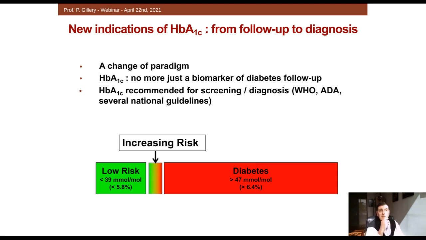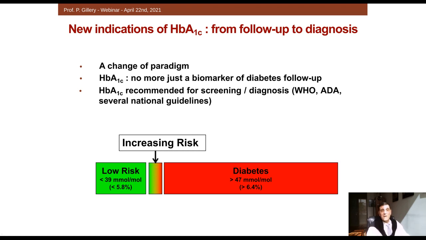Now, to finish, the new indications of HbA1c. This is a change of paradigm because for years and decades, HbA1c was only used for monitoring diabetes and as a biomarker of diabetes follow-up. But now, HbA1c is also recommended for screening or for diagnosis, and there are recommendations from WHO, the American Diabetes Association, and several national guidelines.